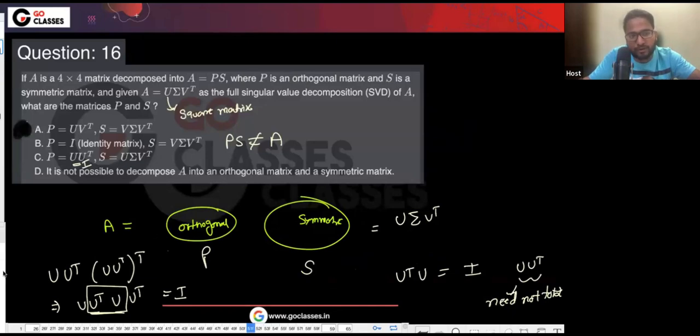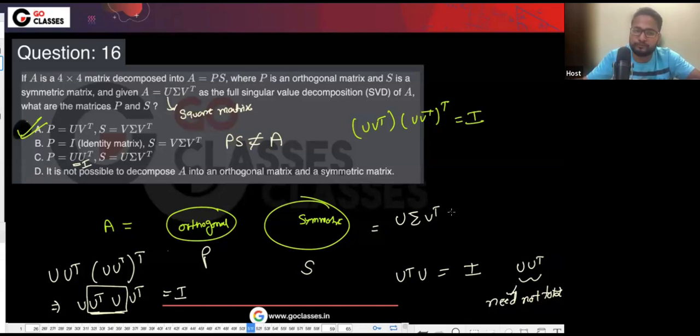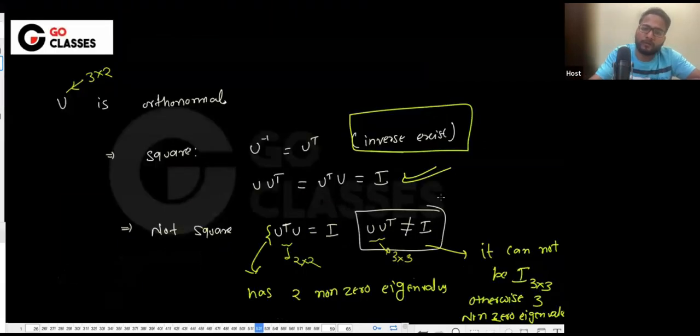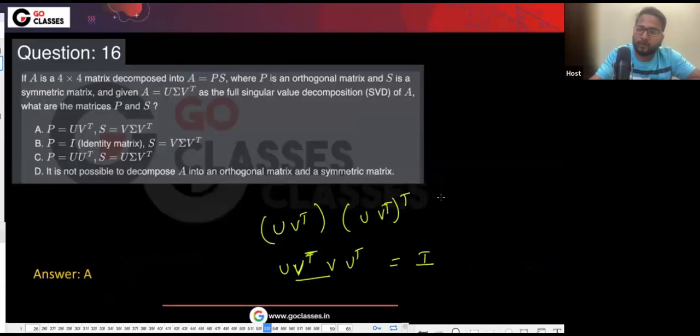Because this is basically the orthonormal matrix, right? Although there is no relation between the eigenvectors of U and B, this is the orthonormal matrix. You can just check it. How? UV transpose into the UV transpose must be identity. Actually, it is identity. So that's why this A is true. Cool.